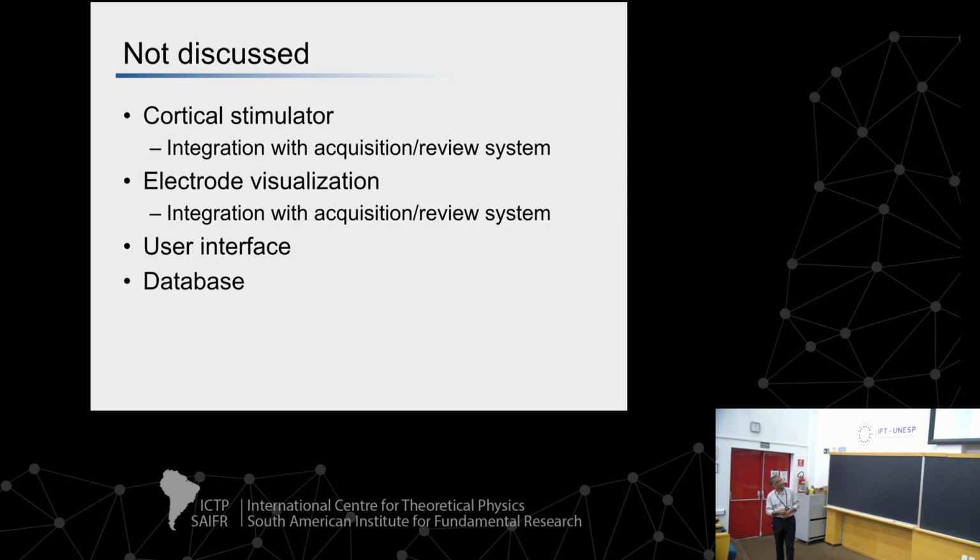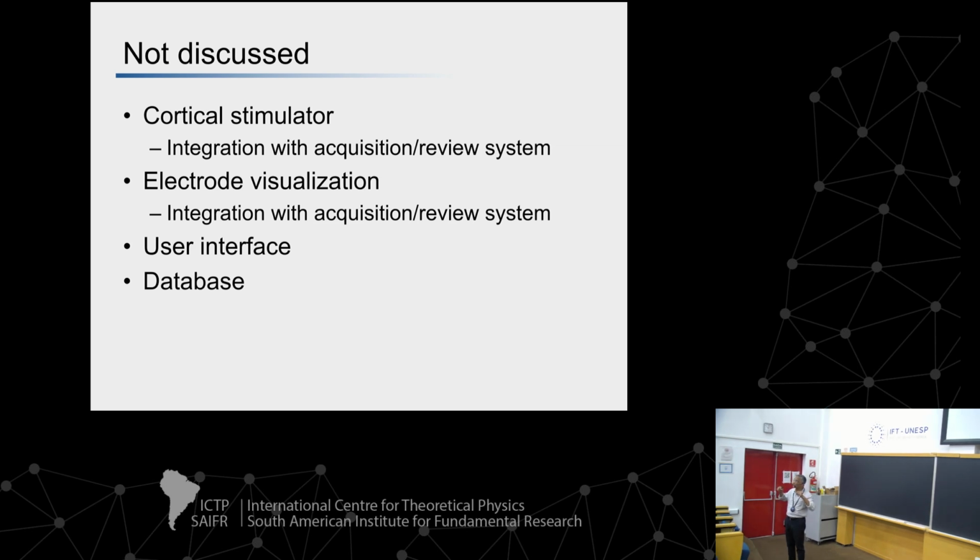Okay, great. I haven't talked about the cortical stimulation. We map function by stimulating different electrode contacts in order to see where the language is and other functions. I've not talked about how we visualize the electrodes. We take all this data into software that helps us understand where the electrodes actually were placed. I've not talked about the user interface and the database aspects.